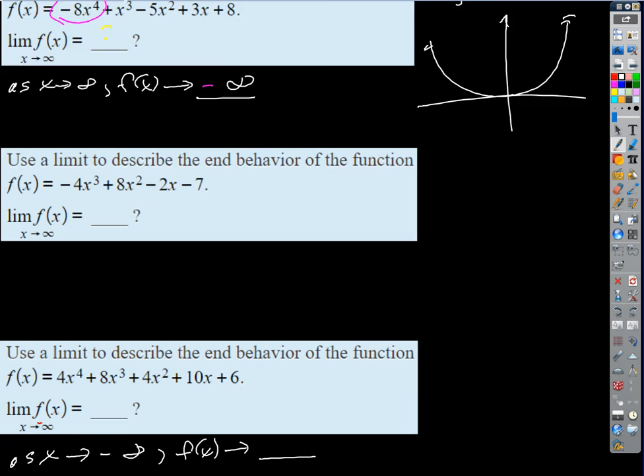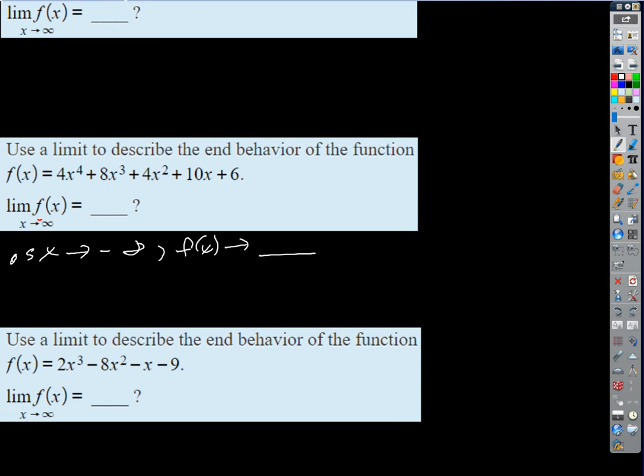The other way to look at that would be, what if I just substituted in a really big negative number, like approaching infinity, but it's negative. Any negative number to an even power, doesn't matter how big, is positive or negative? Positive. So I'm going to get positive times positive, which is positive infinity. You see the pattern?